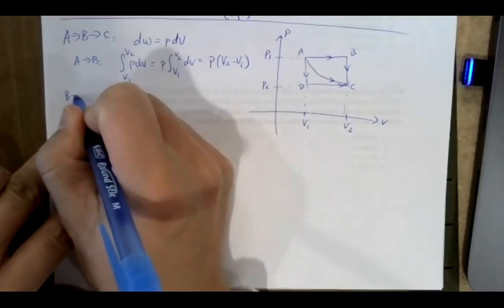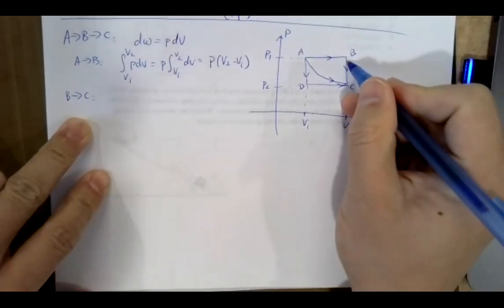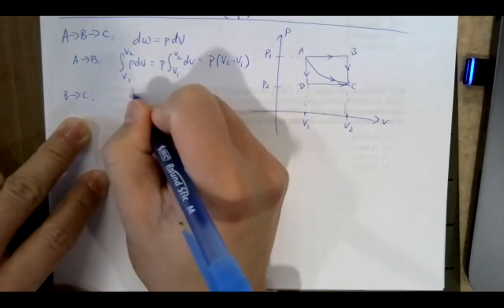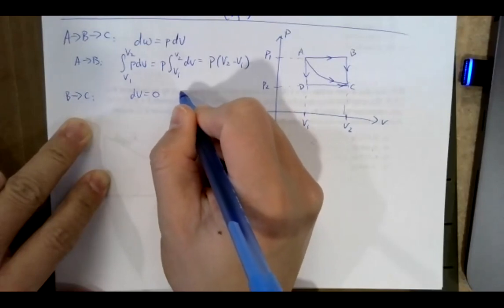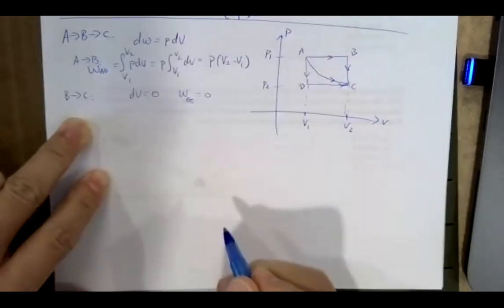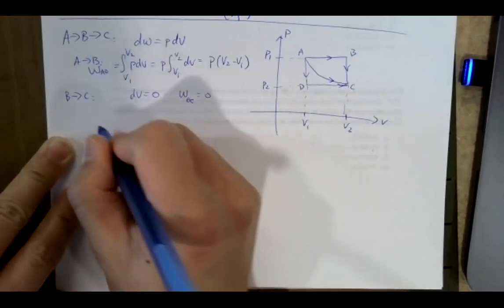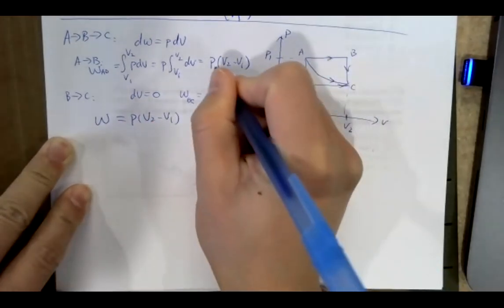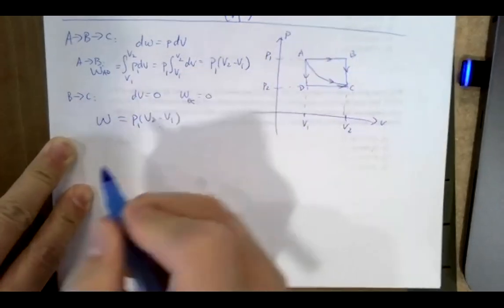Now from B to C, the volume doesn't change. This is a constant volume process because it stays at V2. So dV for the process equals 0, and then work will be equal to 0. So work from B to C is equal to 0, and work from A to B is equal to that. The total work, if you are taking the process from A to B to C, will be equal to just P times V2 minus V1, or P1 actually, because on A to B the pressure is P1.